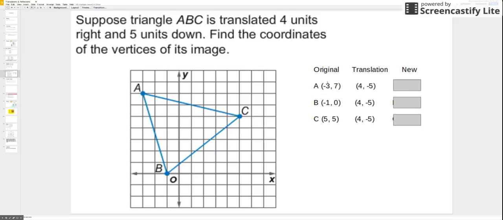Now we're just going to add. Negative 3 plus 4, because we're moving 4 to the right, is 1. 7 plus negative 5 gets you 2. Again, same thing. Negative 1 plus 4 gets you 3. 0 plus negative 5, negative 5. 5 plus 4 is 9. 5 plus negative 5 gets you 0. So these are your vertices of your image, okay? These are the pre-image or the original. This is your image, your new. Notice I also have the apostrophes, the primes.